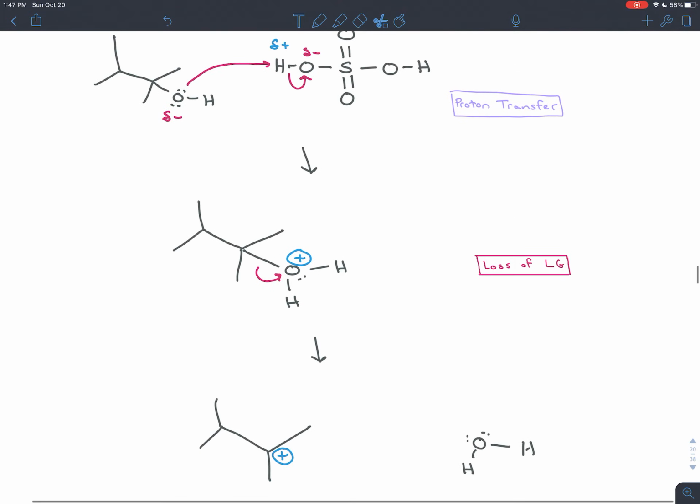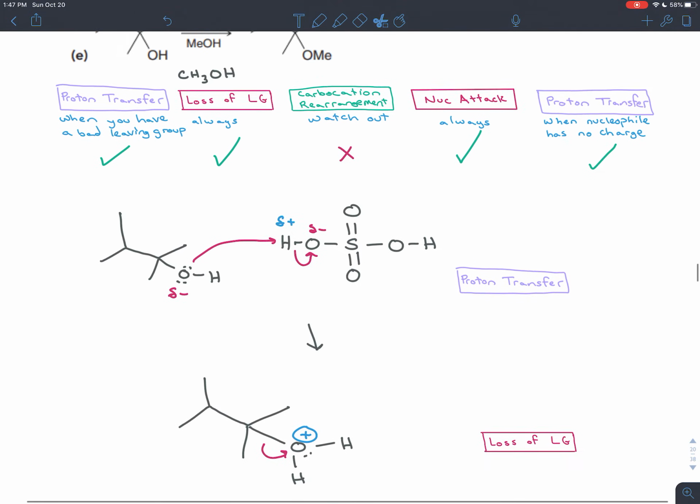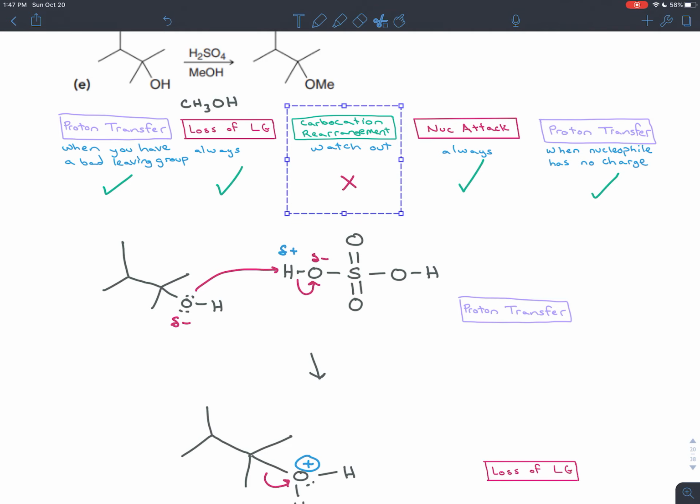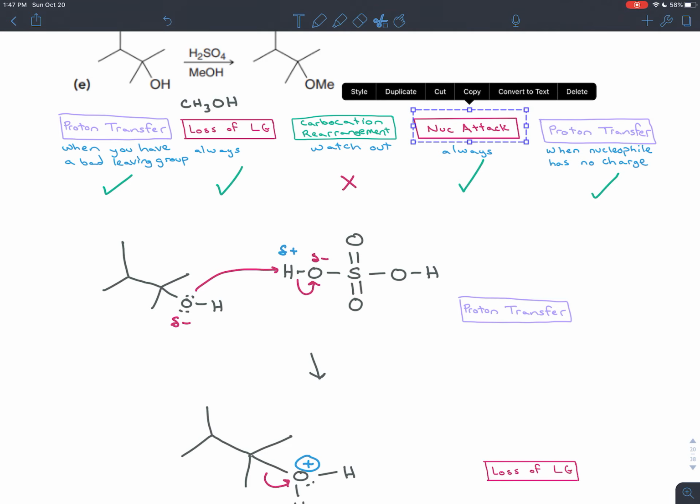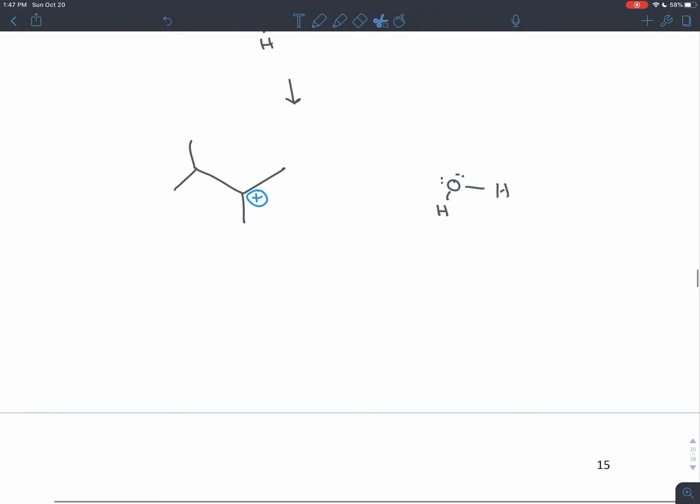Now that carbocation intermediate is a tertiary carbocation. There's no more stable position next door, so as we saw before, we're not going to have carbocation rearrangement. The next step is nucleophilic attack.